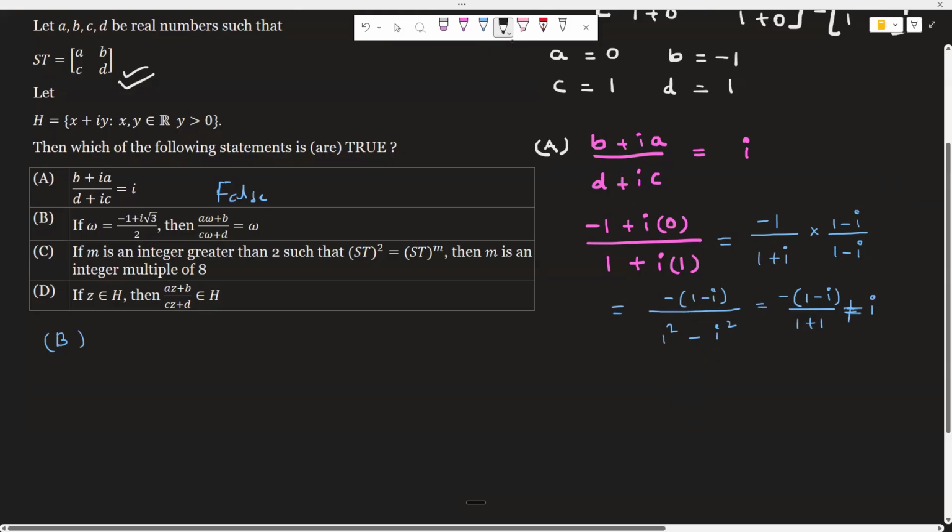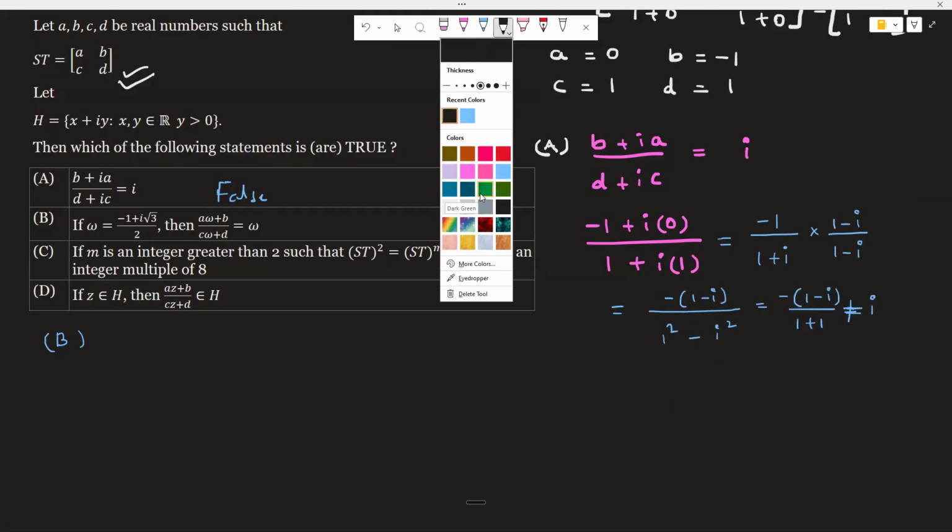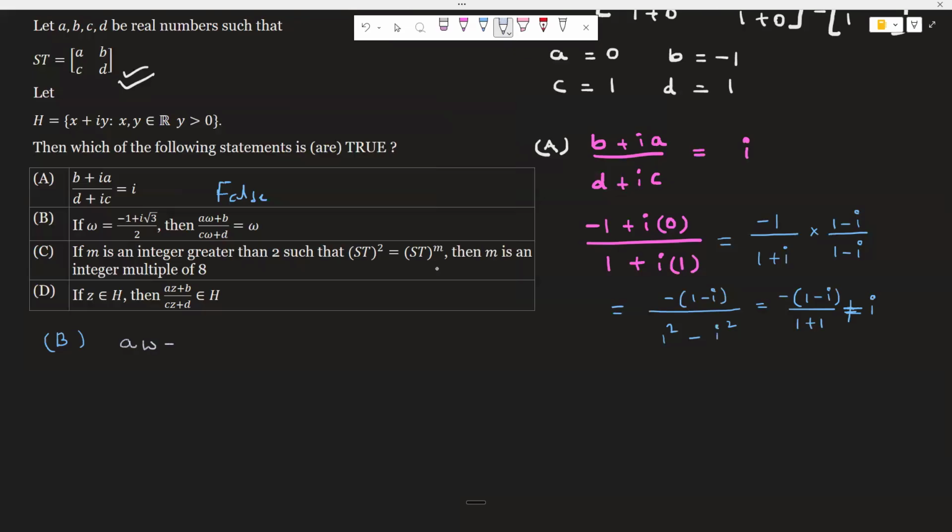Option B says, omega, some number was given, (a omega plus b) divided by (c omega plus d) is equal to omega. We will check whether it is correct or not. a value is 0 into omega, b value is -1, c value is 1 into omega and d value is 1. So finally -1 by 1 plus omega.